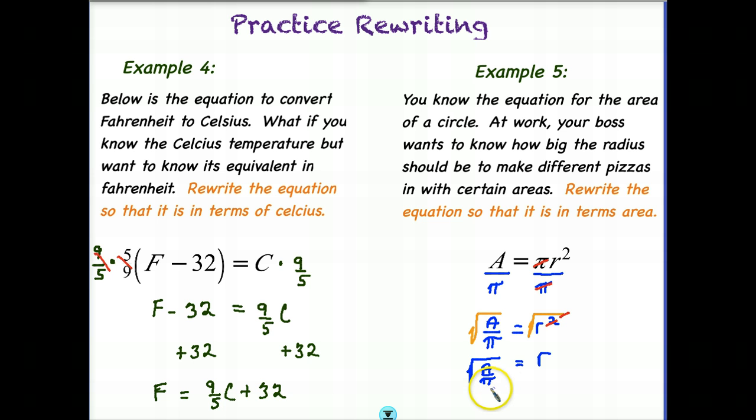So if your boss says, hey, I would like an area of 20 square inches, you can just plug that in the area, divide by pi, take the square root of that, and you will get the radius.